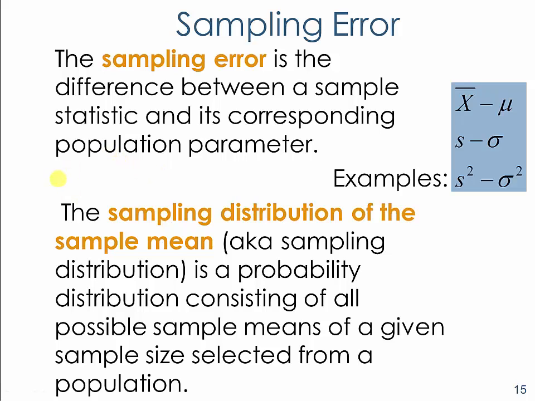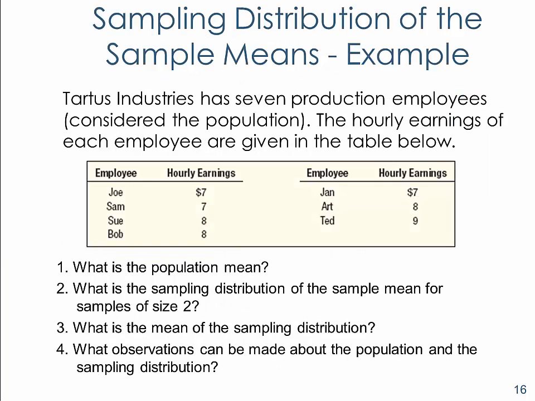And the sampling distribution of the sample mean is a probability distribution consisting of all possible sample means of a given sample size selected from a population. If we organize the means of all possible samples into a probability distribution, the result is called the sampling distribution of the sample means. Let's see how we can construct a sampling distribution of the sample mean with an example. So in this example, we have TARDIS Industries.